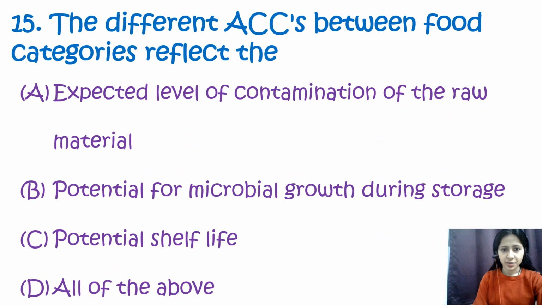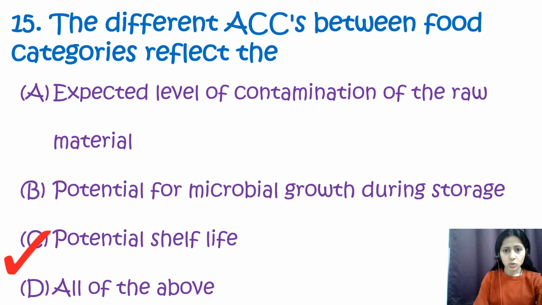Question number 15. The different aerobic colony counts between food categories reflect option A, expected level of contamination of the raw material. Option B, potential for microbial growth during storage. Option C, potential shelf life. And D, all of the above. So the correct answer is D, all of the above.